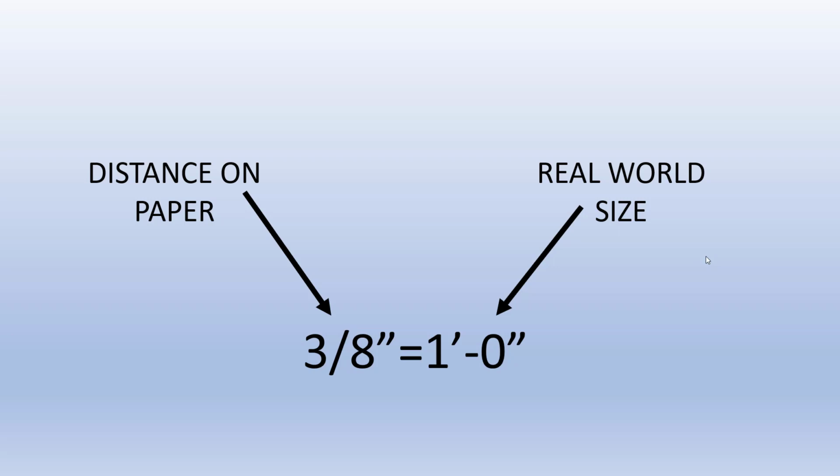As you can see, the number on the left on paper represents 1 foot in the real world measurements, or in other words, for every 3/8 of an inch that you draw or is on the paper, the real world distance will be 1 foot.